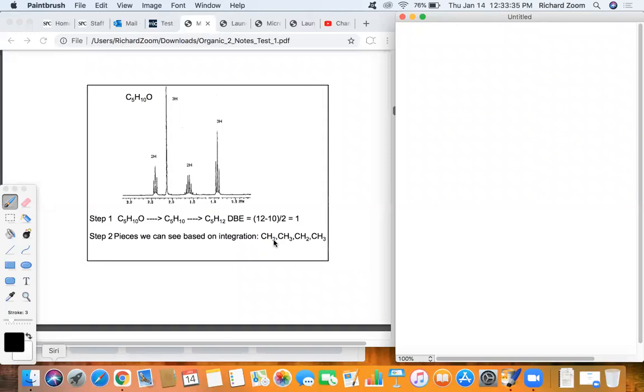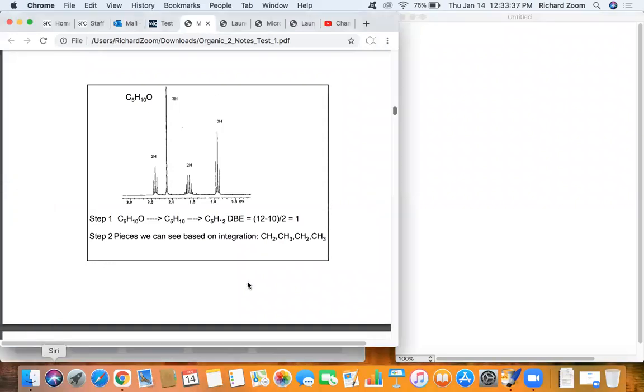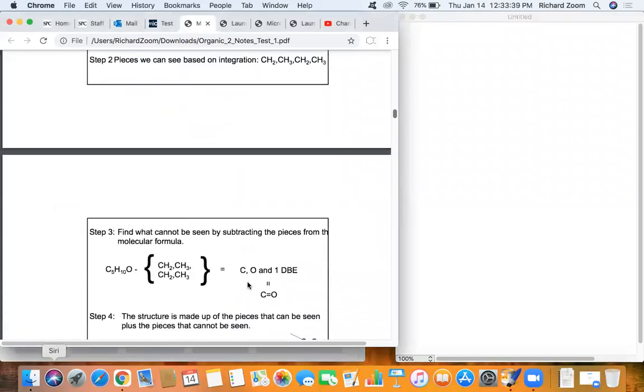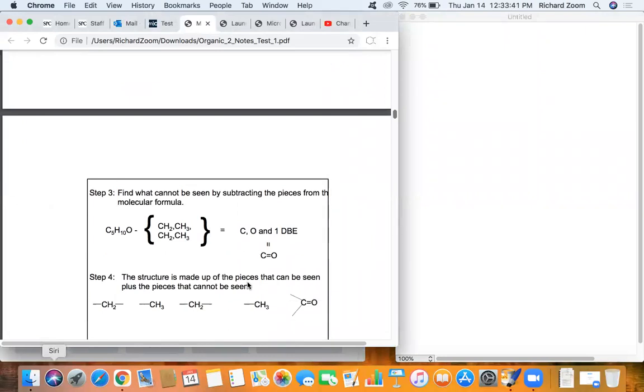The next thing we need to do, and this is a very important step, is we need to figure out what we can't see by subtracting the pieces from the molecular formula. So when we look at the math we have to do for that, we've got C5H10O. Remember, we do have the molecular formula, and we subtract out.